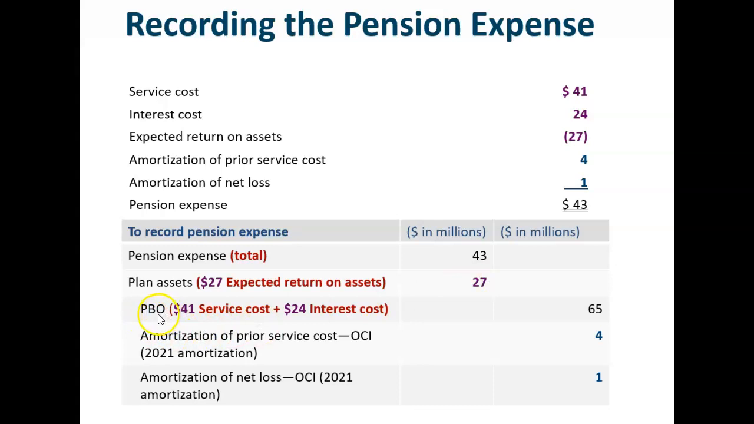Credit or increase the PBO for a combination of the current year service cost, $41 million, and interest cost of $24 million. Combined together, it's a credit to the pension benefit obligation of $65 million. Credit amortization of prior year service costs, OCI, $4 million, and credit amortization of net loss, OCI, $1 million.